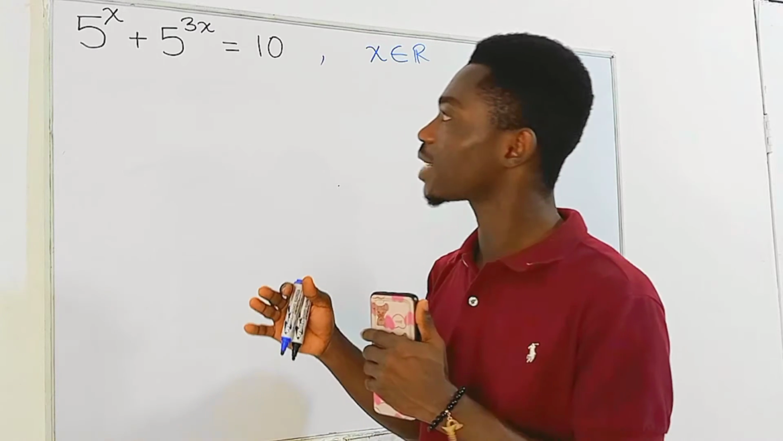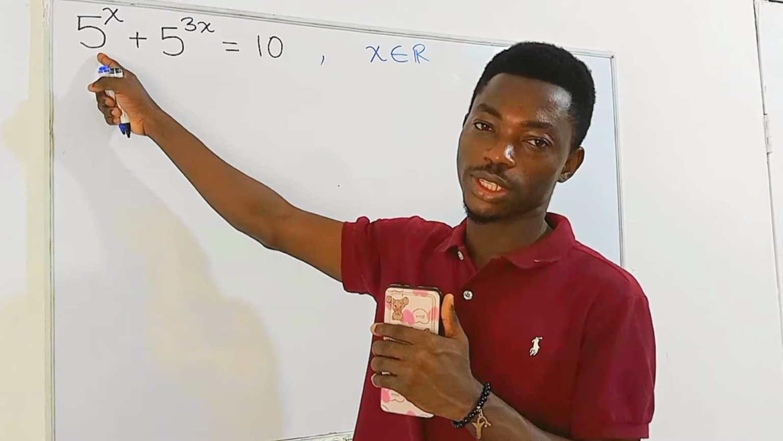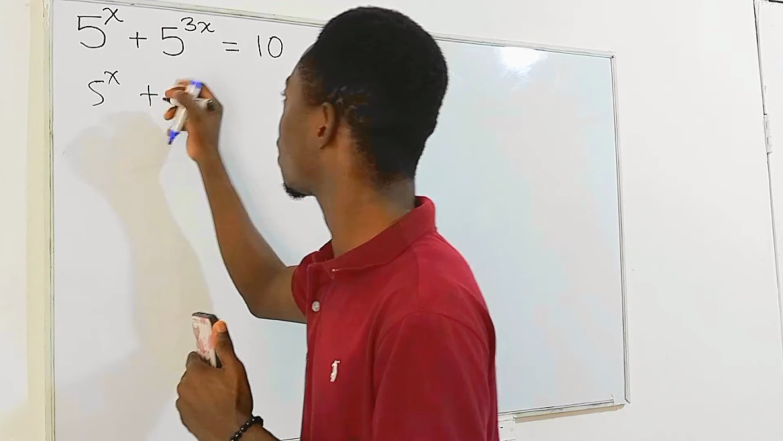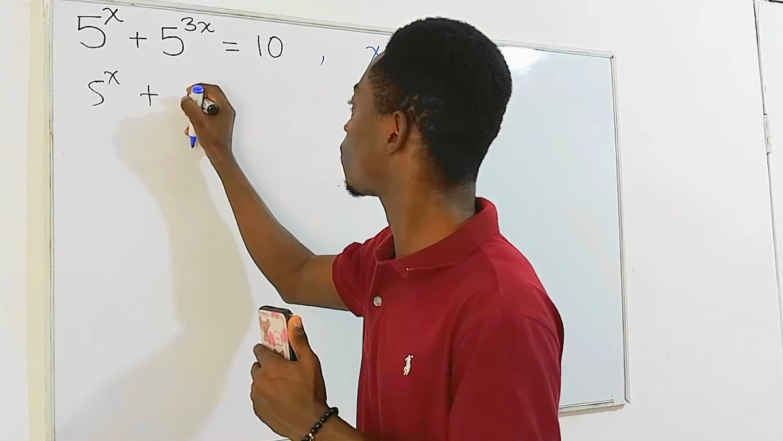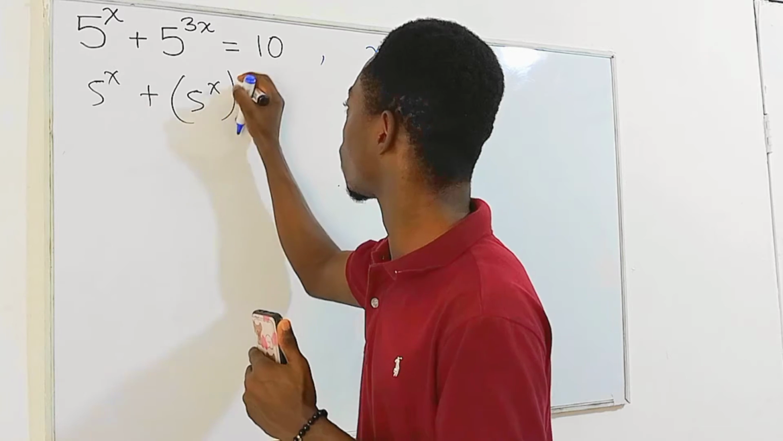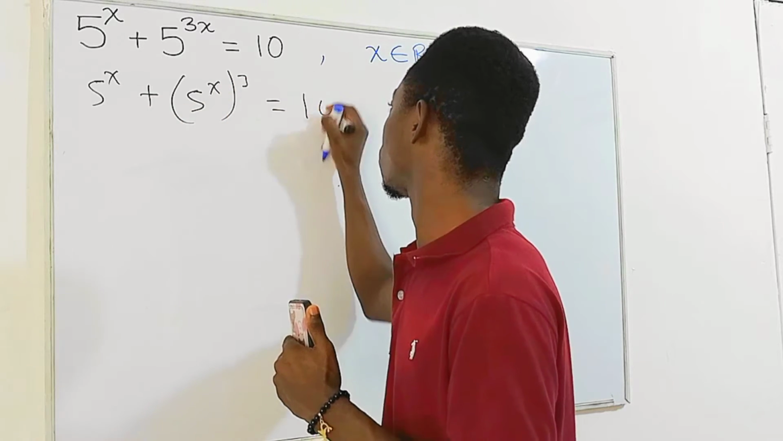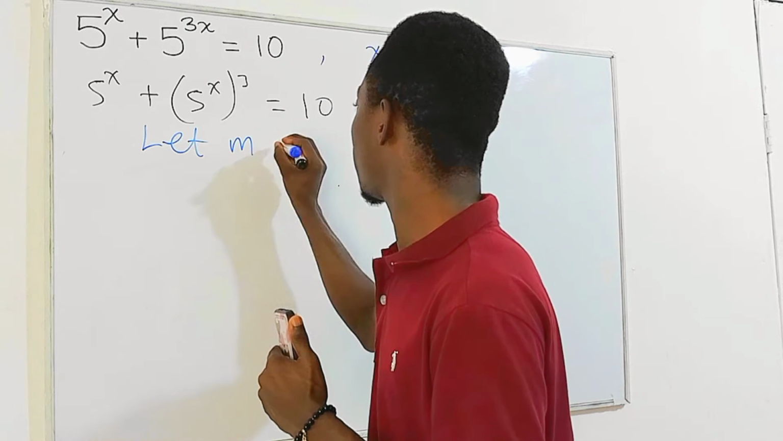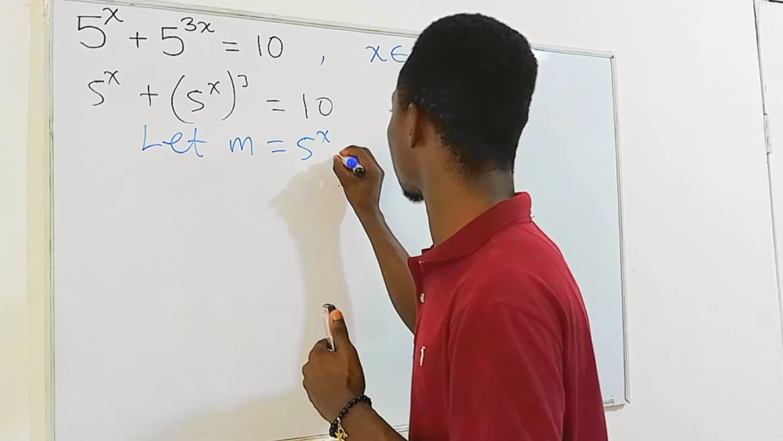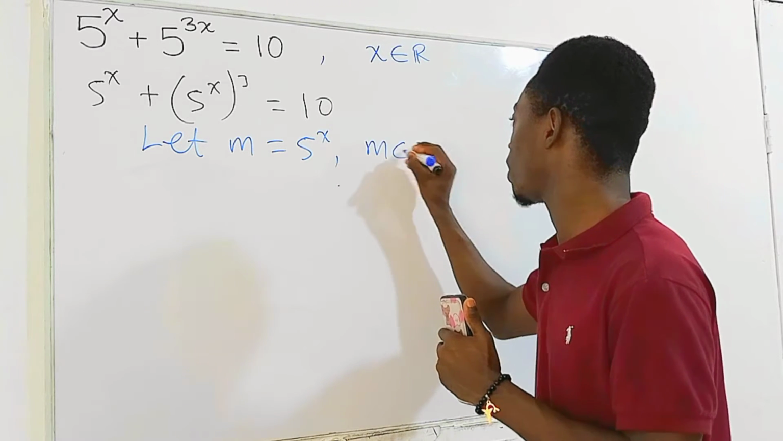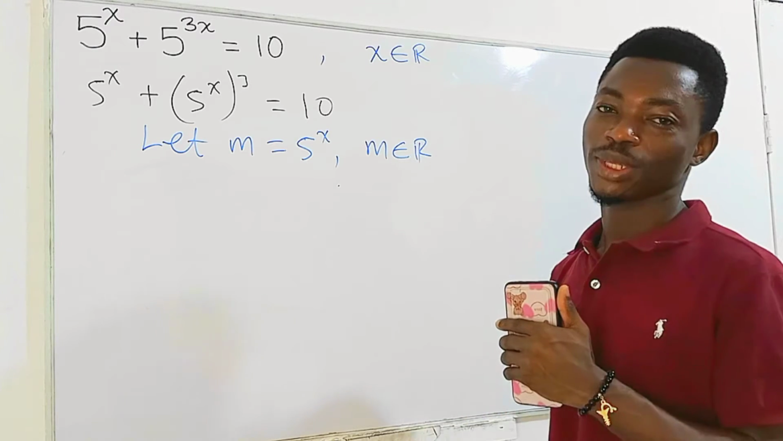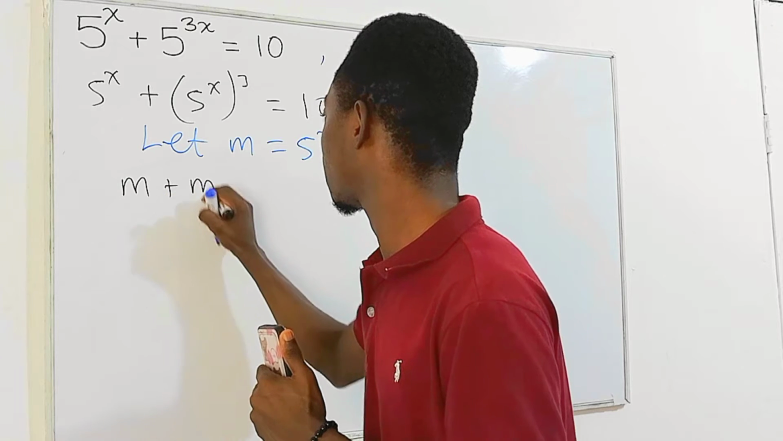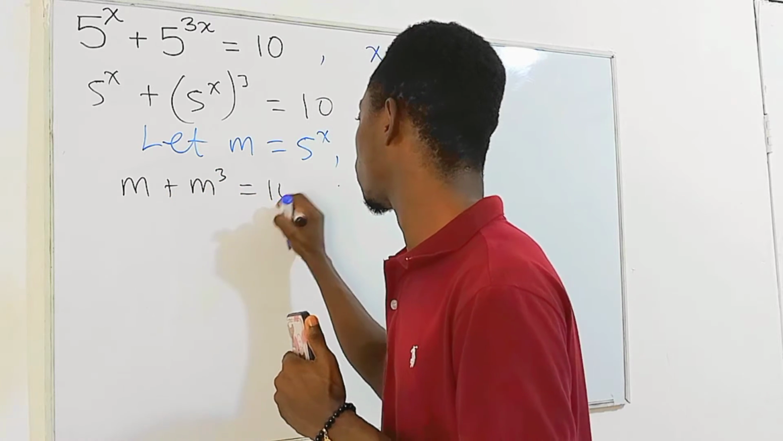In fact, the very first thing I want to do is that I will just keep this first term right here. So we will have 5 to the power x, then plus, for this term, I'm going to rewrite it as 5 to the power x, then all to the power 3. And this is equal to 10. And now I'm going to let m be equal to 5 to the power x. And of course, m must also be a real number. And this time, the new equation is going to be m plus m cubed is equal to 10.